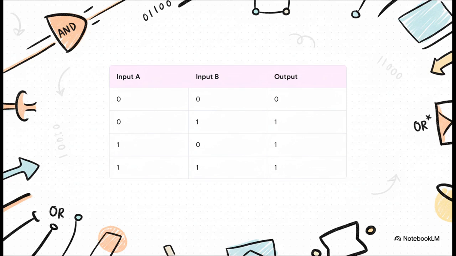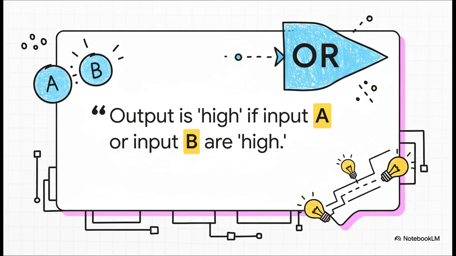If input A is 1, or input B is 1, or heck, even if both are 1, the output is always going to be 1. It is very happy to say yes. And there's its simple rule. The output is high if A or B is high. And with that, we have our complete basic toolkit for digital logic, NOT, AND, and OR.